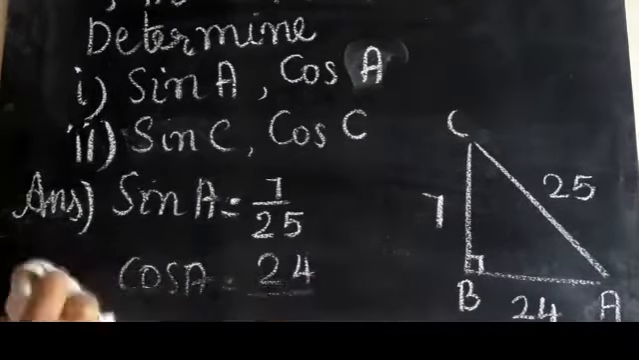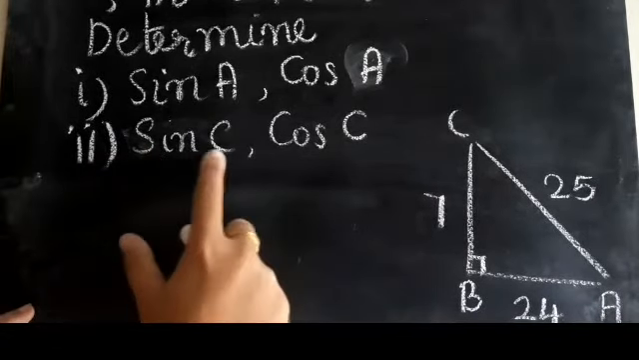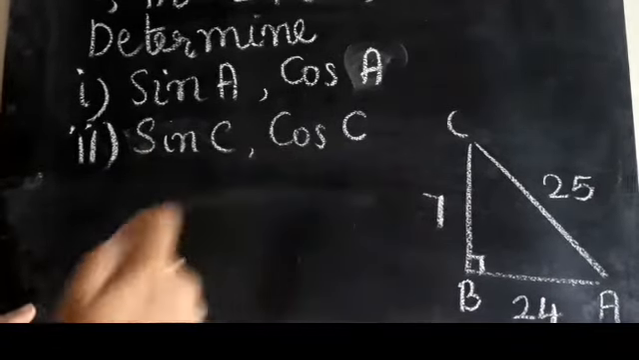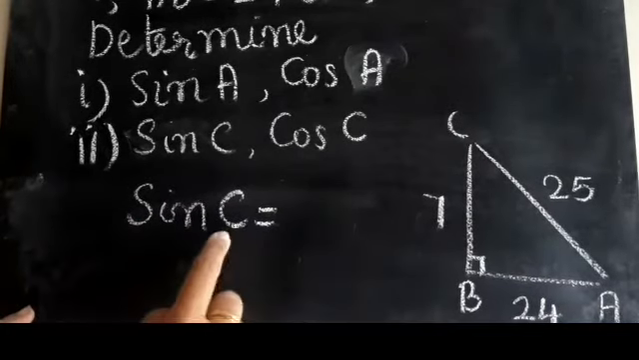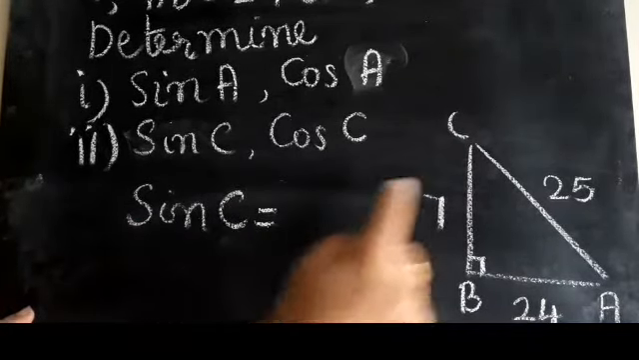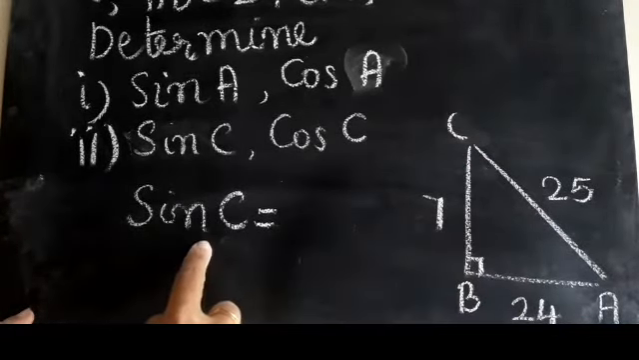Okay. Now moving to the second question. What is the second question? Sin C and cos C. First we can calculate sin C. Sin C meaning you should take the angle C. Okay, you should take this angle C. So sin meaning opposite side by hypotenuse.